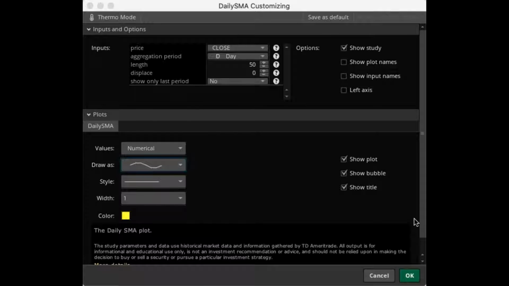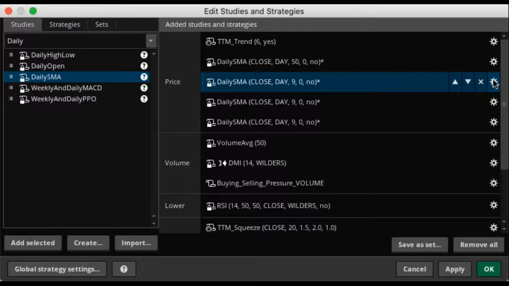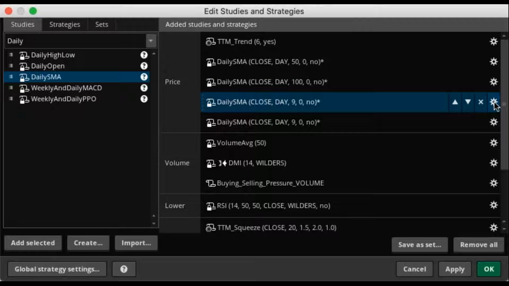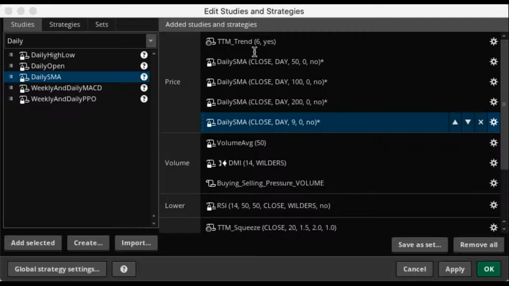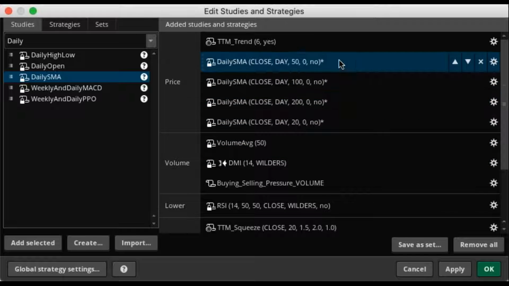And I will do that as well. Okay, so the 50 is done. The 100 is done. The 200 is done. And the 20 is done. So now it will look like this.